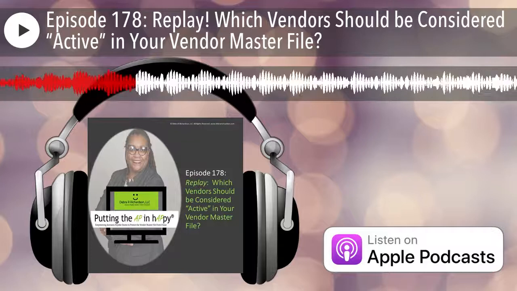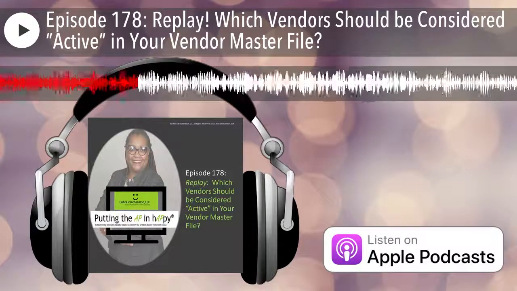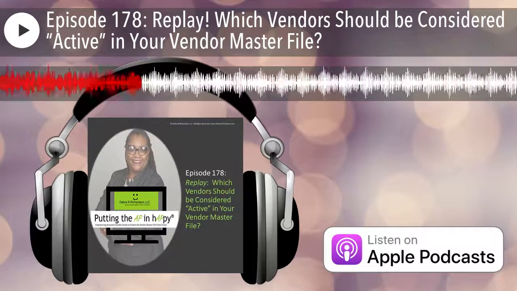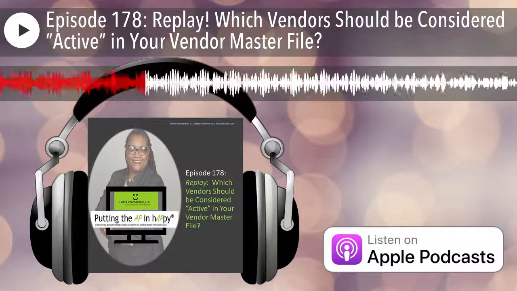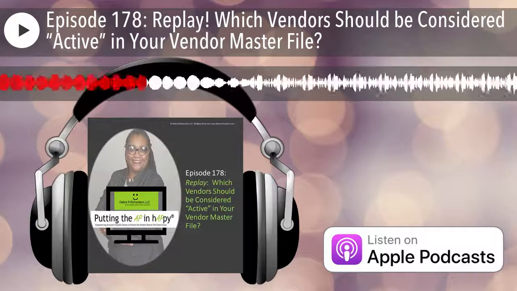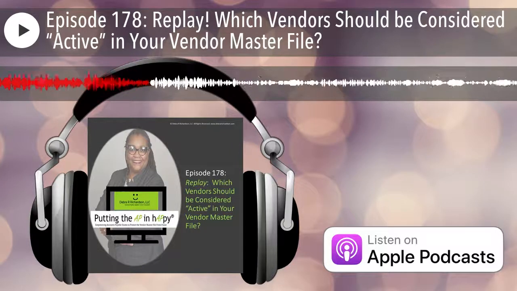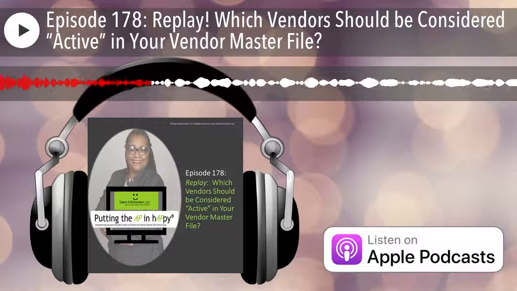So I talk often about active vendors, but I haven't directly defined what an active vendor should be in your vendor master file. So here it is. And I've actually split it between three different categories. One, I'll talk first about what is an active vendor, then I'll talk about when they are no longer active, and then I'll talk about a real pain point in practice.